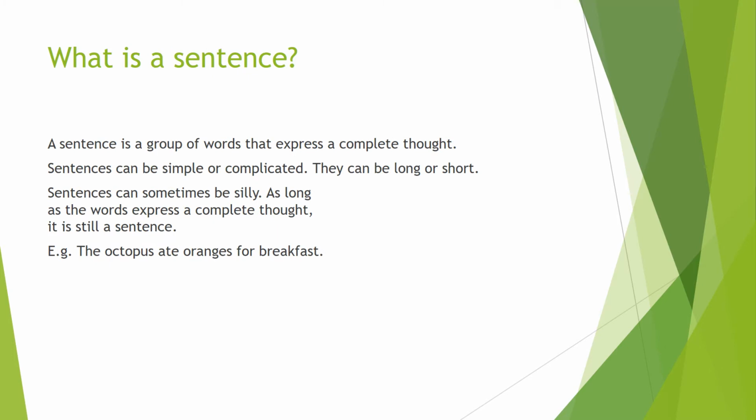A sentence is a group of words that express a complete thought. Sentences can be simple or complicated. They can be long or short. Sentences can sometimes be silly. As long as the words express a complete thought, it's still a sentence. So, for example, the octopus ate oranges for breakfast.